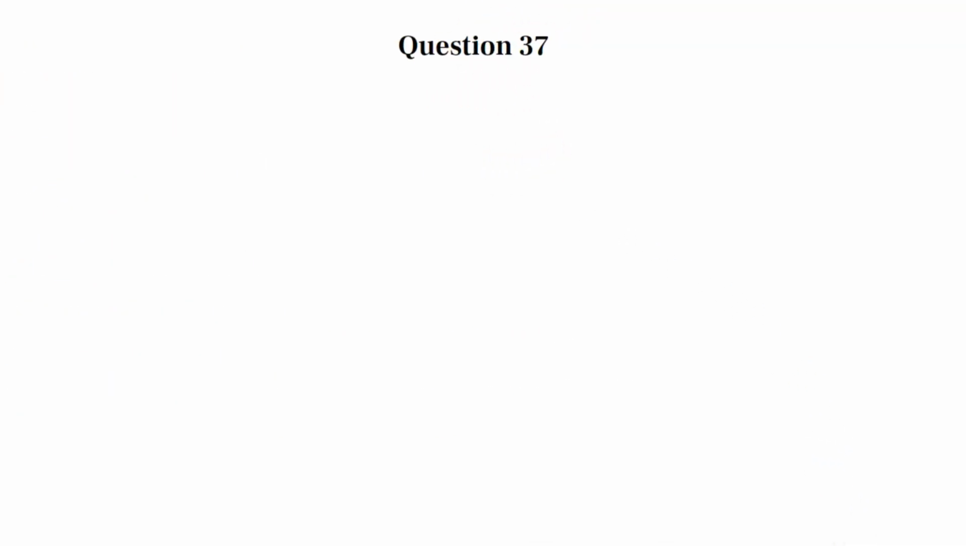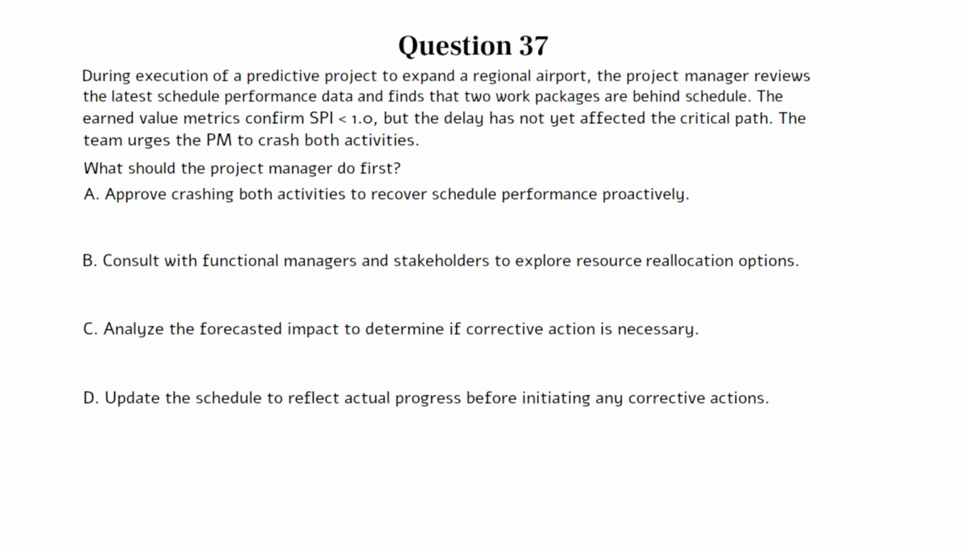Question 37. During execution of a predictive project to expand a regional airport, the project manager reviews the latest schedule performance data and finds that 2 work packages are behind schedule. The earned value metrics confirm SPI less than 1, but the delay has not yet affected the critical path. The team urges the PM to crash both activities. What should the project manager do first?